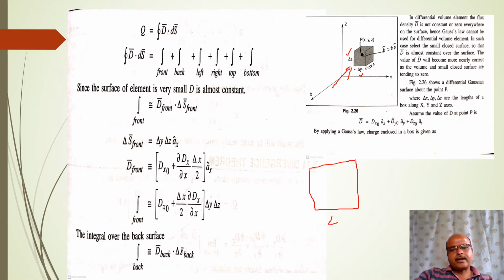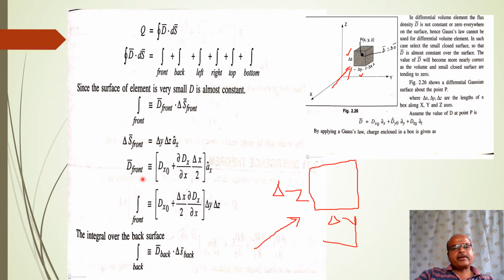So this is a del y and this is a del z. If we see from this direction, then we observe that we'll get del y into del z, del y into del z. Okay, so this is del s bar front. Then find out the d bar front.